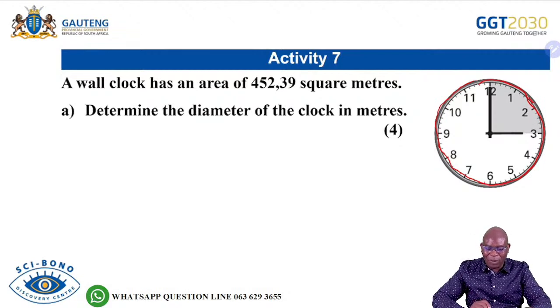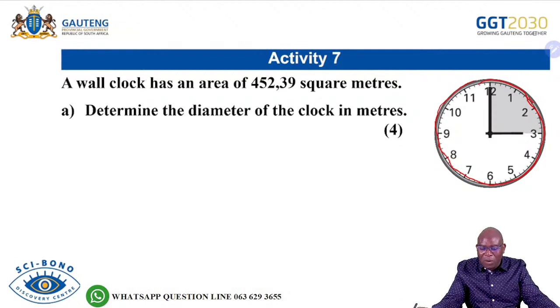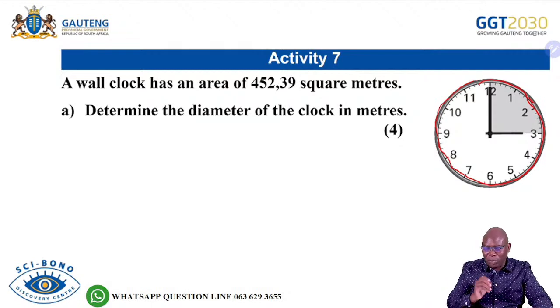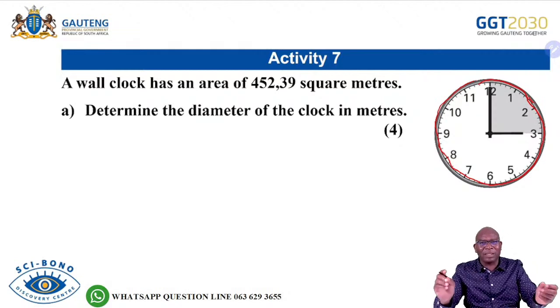So let's see how we're going to do that. There's nothing that has been given. We don't know what the radius is. We don't know what the diameter is. We only know the area. So what is the first thing that I'm going to do? I'm going to find a formula that has an area. Remember, with circles, it's very easy.